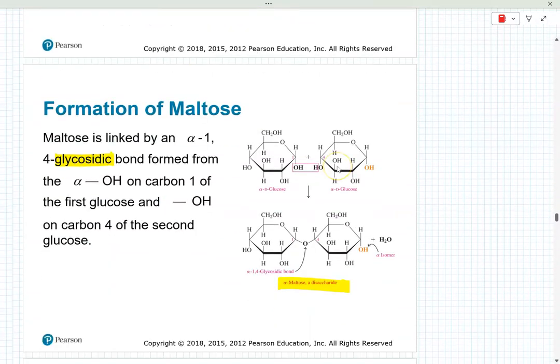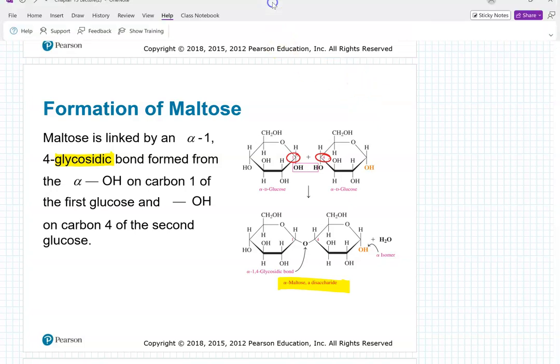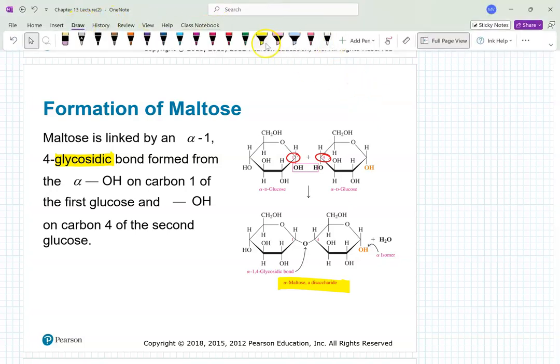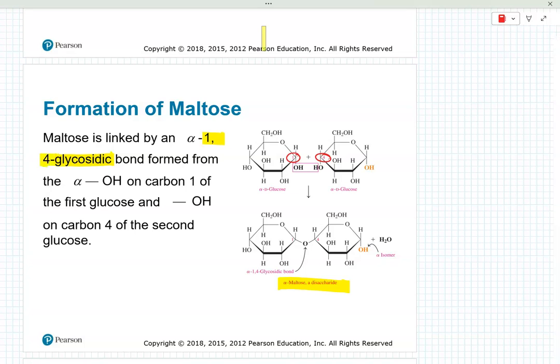Does that make sense? Okay? So when you start looking at the maltose, first of all, you see that the glycosidic bond is formed between carbon 1 of one glucose and carbon 4 of another. Am I making sense? Can you see that? Everybody? Did you see what I just labeled? So this is why we call it a 1,4 glycosidic bond. Am I clear?